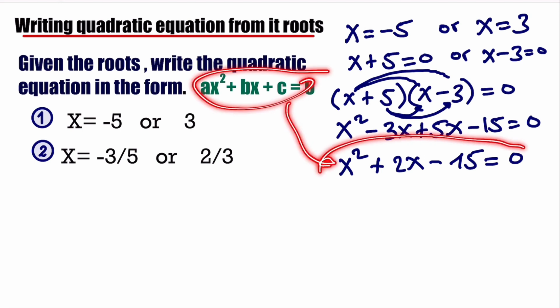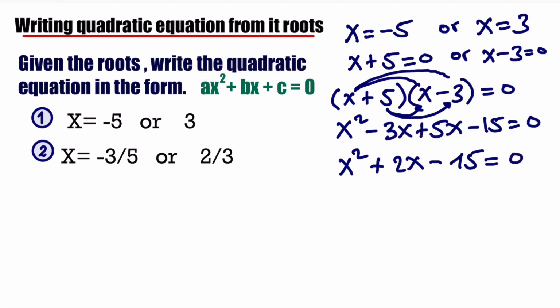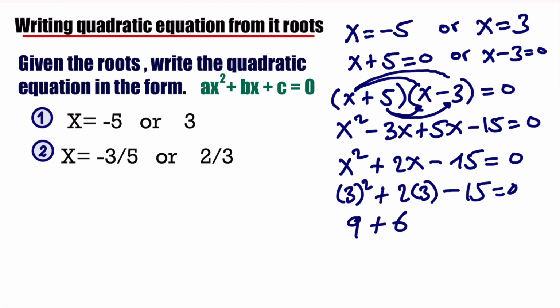So now to check your answer if it is correct, for example, we can substitute x equals minus 5 or x equals 3, and it will give us 0. So if I choose x equals 3 and I substitute it here, we are going to have 3 squared plus 2 times 3 minus 15. This should give us 0. So this is 9 plus 6 minus 15. If we add these two together, we have 15 minus 15, which is 0. So our answer is correct.